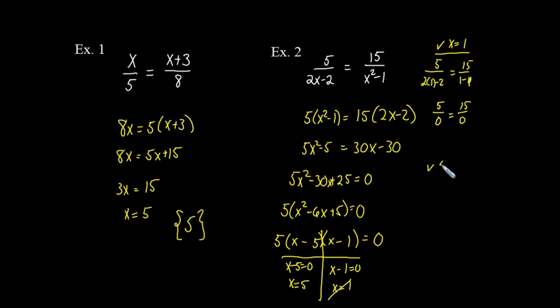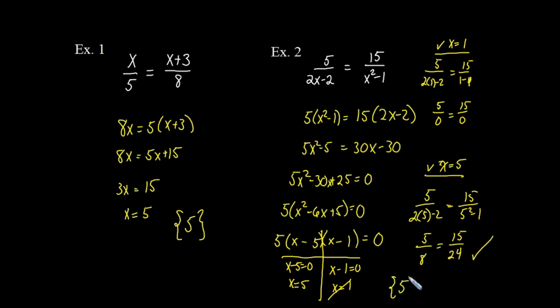We can check x equals 5. 5 over 2 times 5 minus 2 is equal to 15 over 5 squared minus 1. That's 10 minus 2, which is 8. That's going to be 15 over 24. That is an equivalent expression. So that one checks out, and our solution is 5.